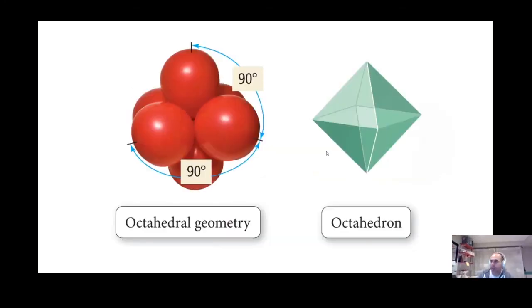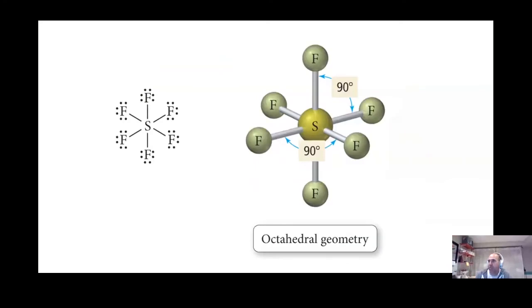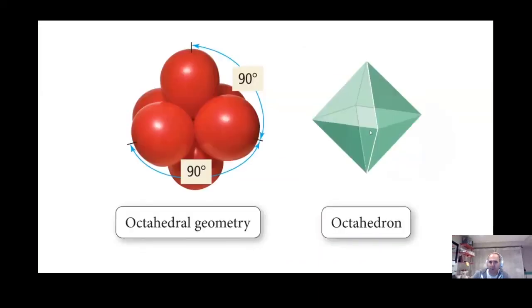There's one more parent shape that we're worried about, which is octahedral, where we have 6 things around a central atom. And it looks kind of like this, right? 2 4-sided pyramids stuck upside down on each other. That's an octahedron.